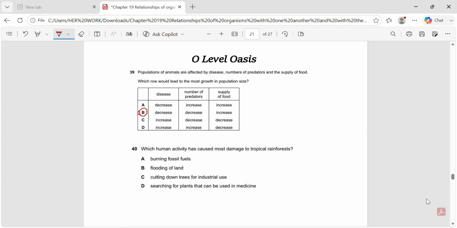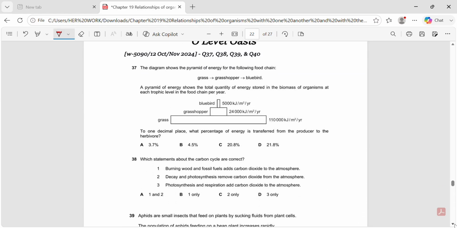Moving on. Which human activity has caused most damage to tropical rainforests? The greatest damage to tropical rainforests has been caused by cutting down trees for industrial use, leading to large-scale deforestation, habitat destruction, and loss of biodiversity. So, C is the correct answer.